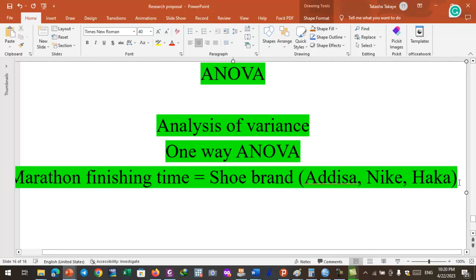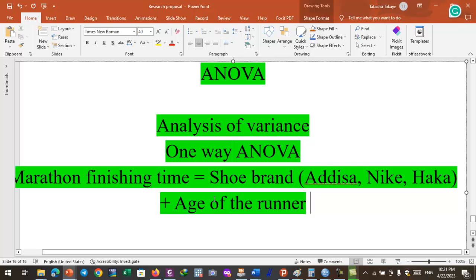Let us take the same example, where the dependent variable is the marathon finishing time, and we have shoe brand as one independent variable. Let us add another independent variable: the age of the runner. It is the number of independent variables that makes an ANOVA one-way or two-way. If we have one dependent variable and one independent variable, that is one-way ANOVA. If we have one dependent variable but two independent variables, then it is two-way ANOVA. Therefore, it is the number of independent variables that makes ANOVA either one-way or two-way.